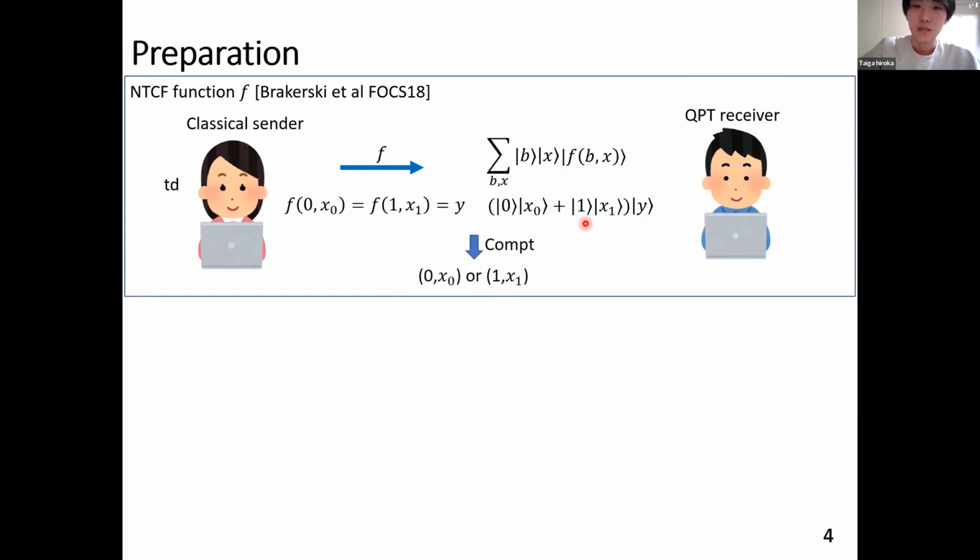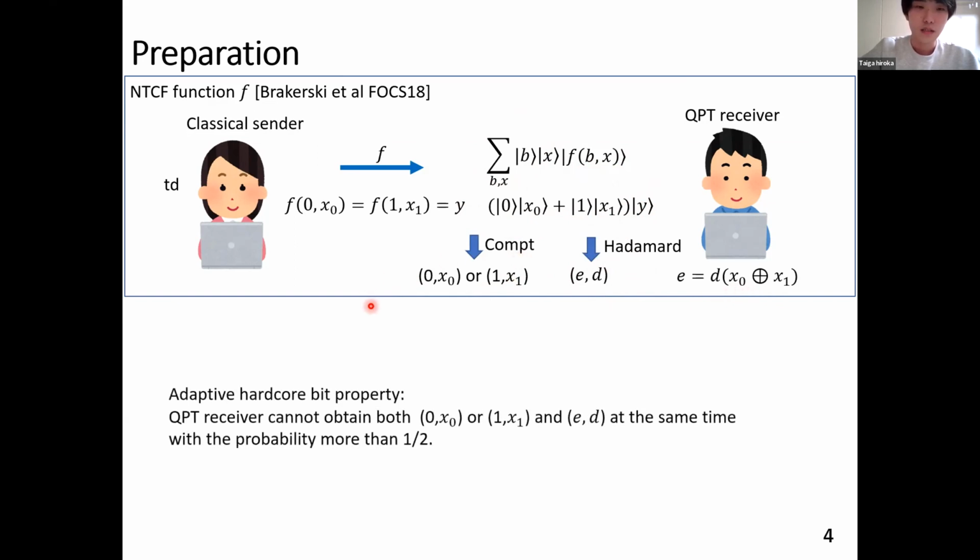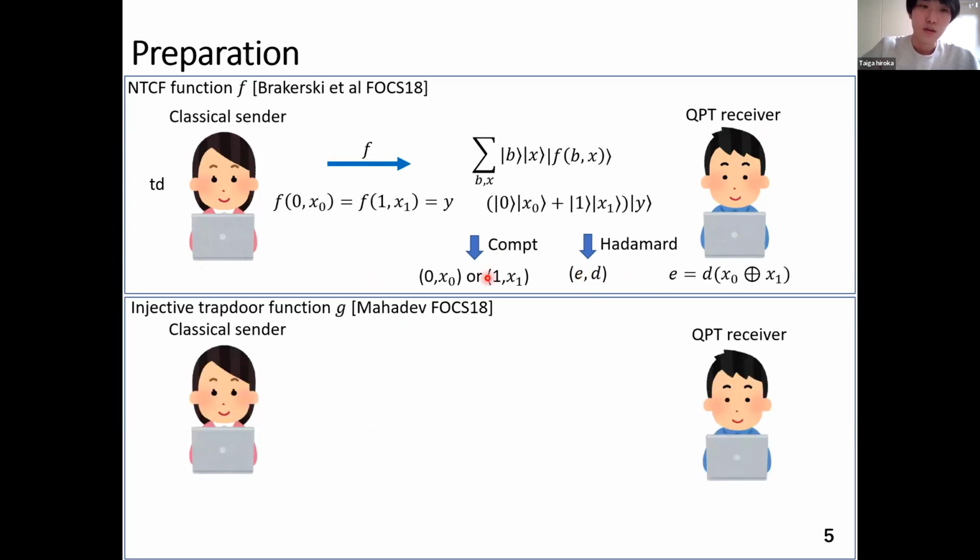On the other hand, if he measures this quantum state in the Hadamard basis, this quantum state collapses to a random classical bit string e and d that satisfies this equation. The noisy trapdoor claw-free function F satisfies the adaptive hardcore bit property, which guarantees that a quantum polynomial time receiver cannot obtain both this and this at the same time with probability more than 1/2. And in our construction, we have used the injective trapdoor function G in addition to this function.